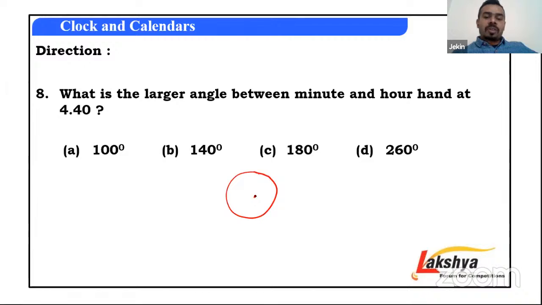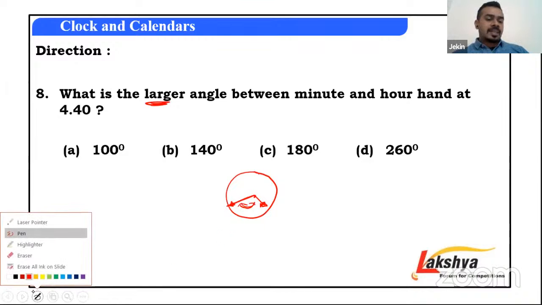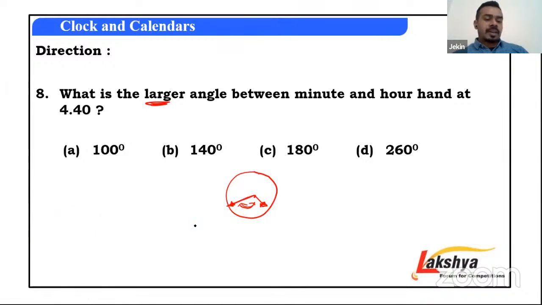Okay, your 4 o'clock is probably over here. This is where your hour hand is. 40 is probably out here. This is where your minute hand is. Okay, ये दोनों के बीच में एंगल निकालना है. क्या पूछा है ऊपर से? लार्जर एंगल. What do you mean by larger angle? Larger angle is, this is a smaller angle which I have marked right now in front of you. The larger angle is the exactly opposite to that. So this is your larger angle and this is your smaller angle.